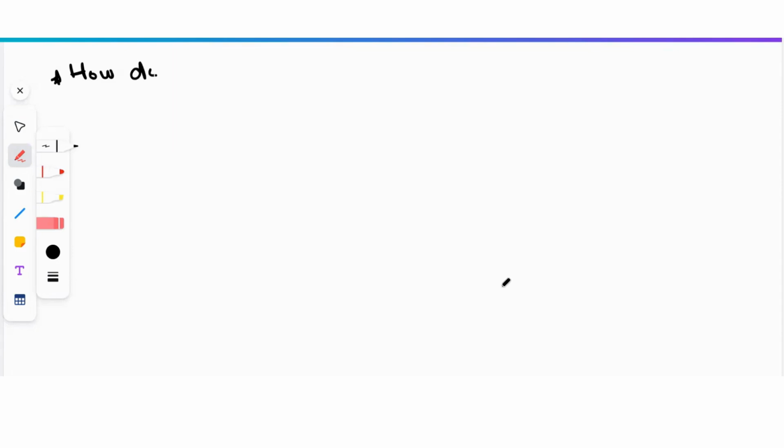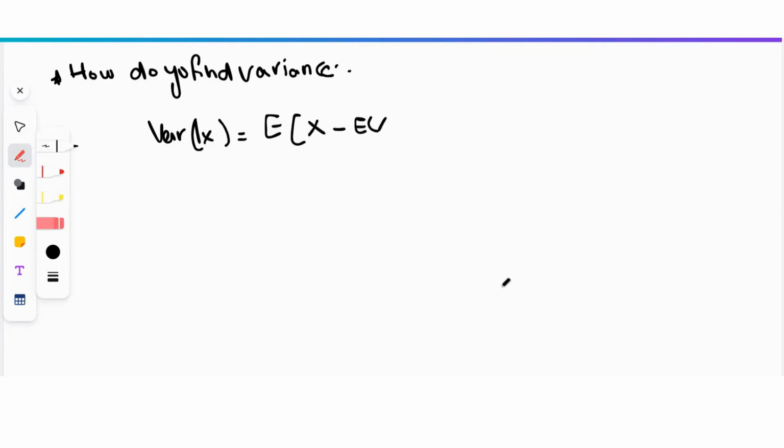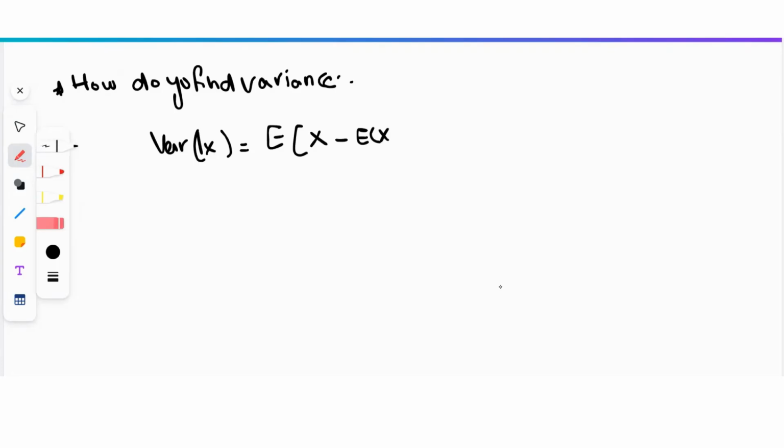Want to look at how we find this. So we know the variance tells us how far on average values are from the mean. So it's the expected value of x minus expected value of x, squared. So this is by definition.